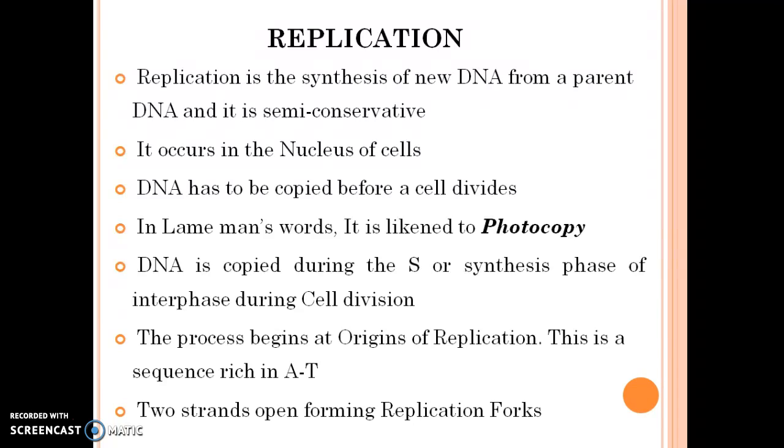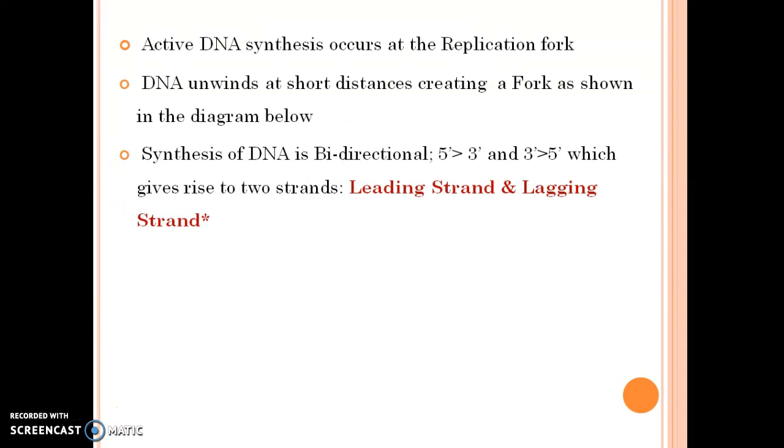The process begins at origins of replication. What are these origins of replication? They are sequences that are rich in the adenine and thymine nitrogenous bases. So these 2 strands open, forming what we call the replication fork. As we go on, we are going to understand what the replication fork is all about. Now, active DNA synthesis occurs at the replication fork. In other words, the replication fork is the point where DNA synthesis occurs.